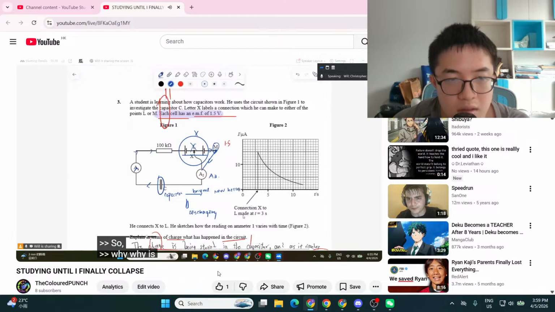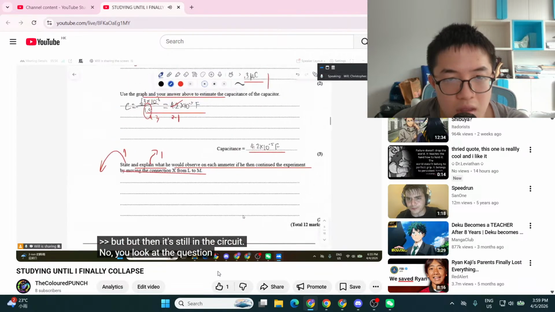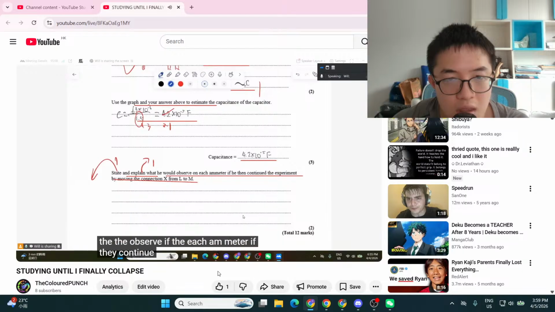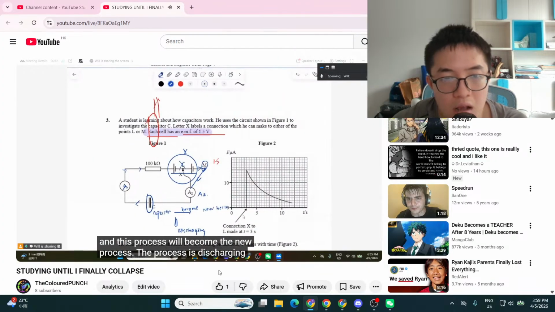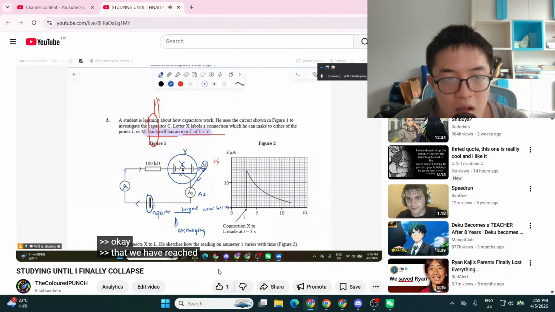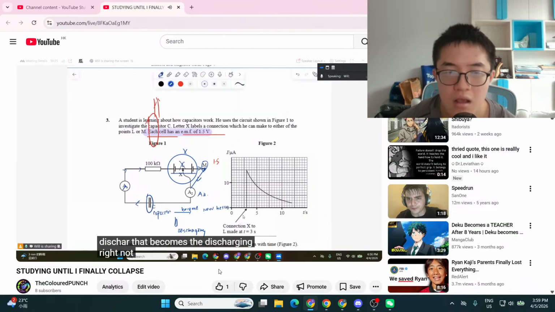Wait, why? Why is the battery not there anymore? Because the point connects to the M. But then it's still in the circuit. No, you look at the question. Observe each emitter, if we continue the experiment by moving the connection X from L to the M, this process will become the new process. The process is discharging, not the charging process, which means we have reached the maximum of charging, and that becomes discharging, not charging. So we can regard the battery as not in the circuit.